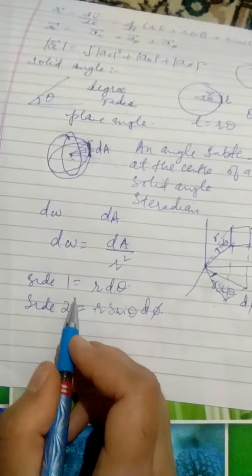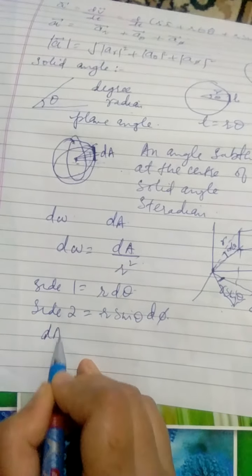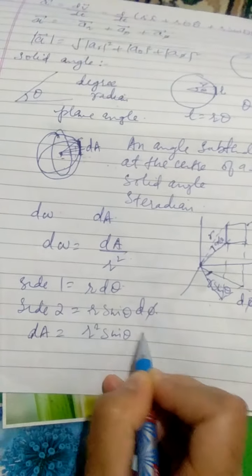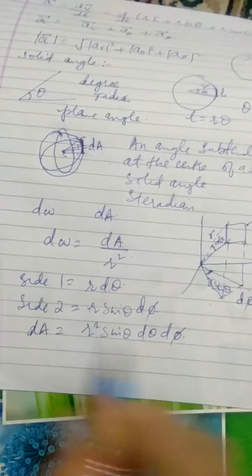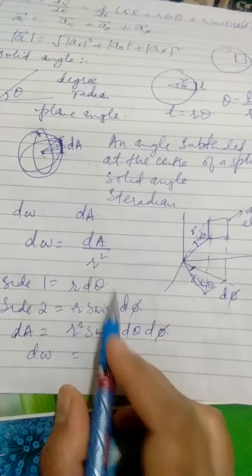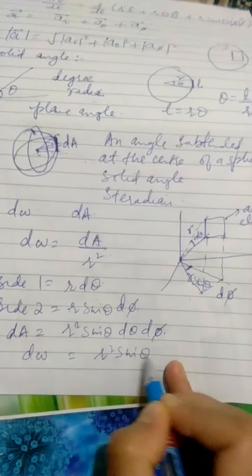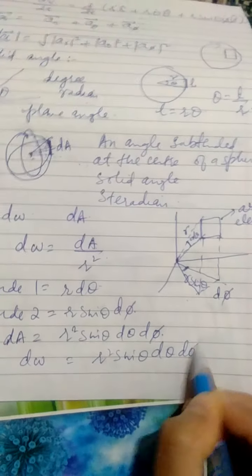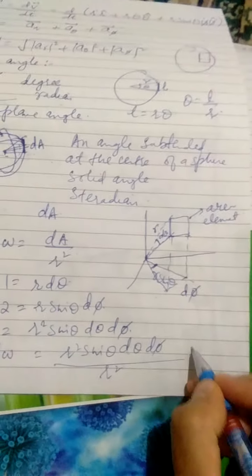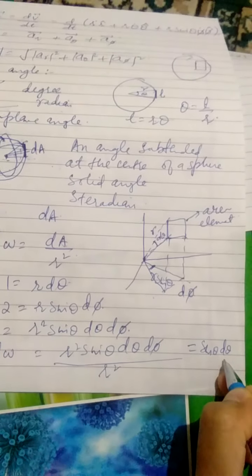Therefore what is the area element? It is length of side 1 into length of side 2. So area element dA is r square sine theta d theta d phi. Therefore what is solid angle? d omega. It is dA by r square. What is dA? It is r square sine theta d theta d phi divided by r square. This and this will go. So the solid angle element is only sine theta d theta d phi.